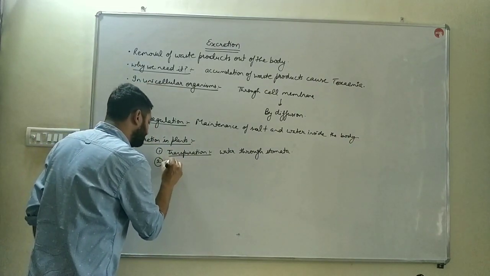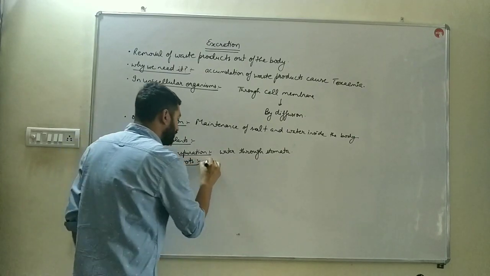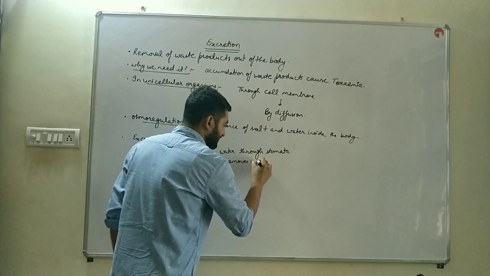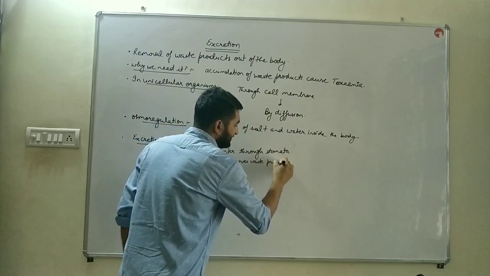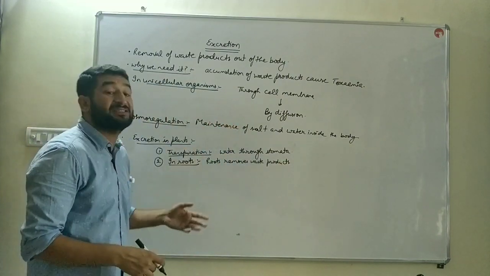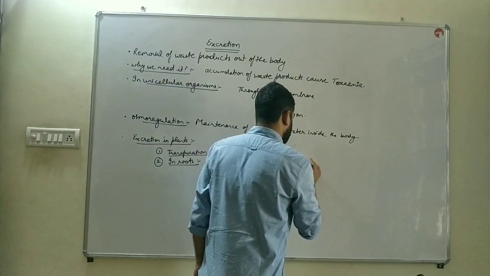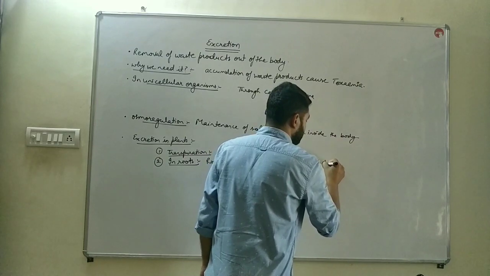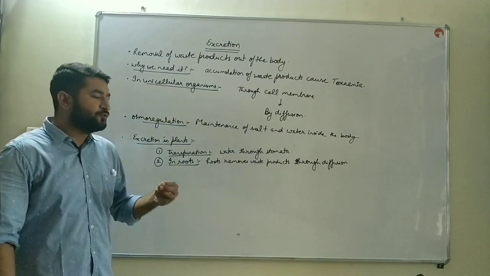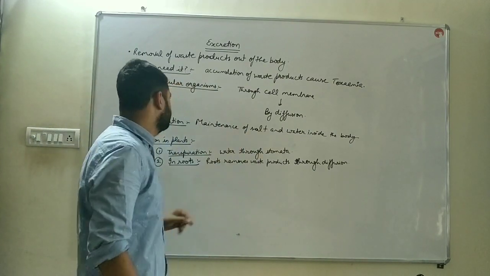Second, in roots. Roots remove waste products like carbon dioxide, which is produced during respiration, as well as excess water, through diffusion directly into the soil. As root hairs are very thin and membranous, diffusion occurs very easily, and the waste products of the roots go directly into the soil.